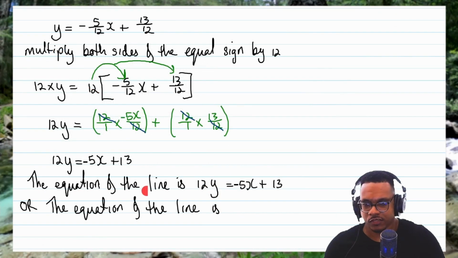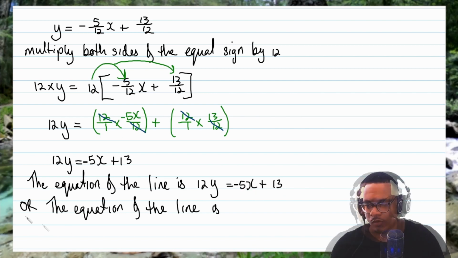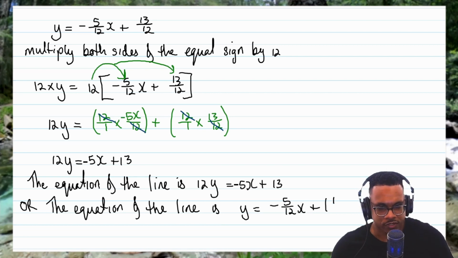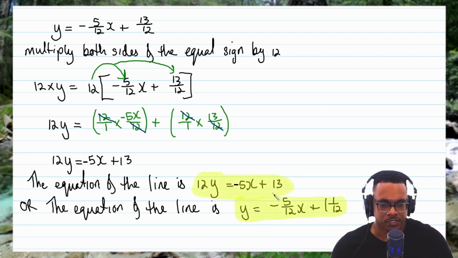So here I have the equation of the line is 12y is equal to negative 5x plus 13, or the equation of the line is y is equal to negative 5 over 12x plus 1 and 1 over 12. So either answer would be correct.